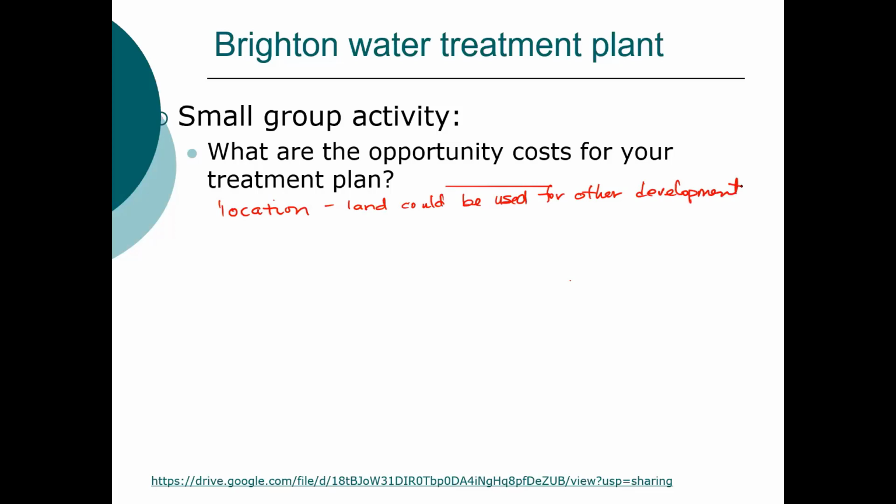Also, depending on if you were to use groundwater or surface water for the treatment plant, there would be differences in how to treat it. Differences in treatment, and that affects differences in cost. So depending on which one you choose, there's an opportunity cost there. That cost could be used somewhere else. What else?